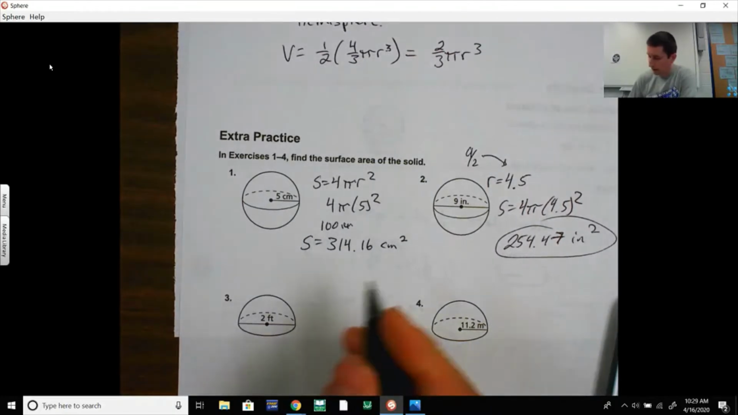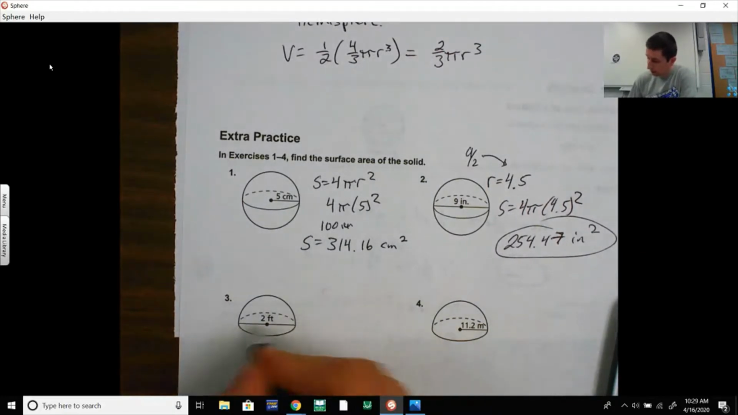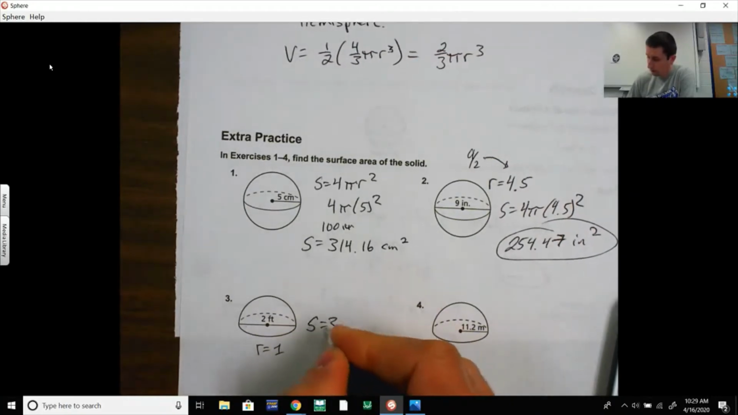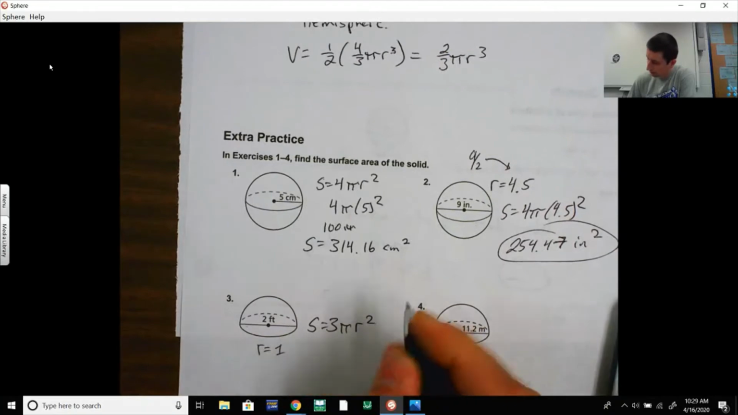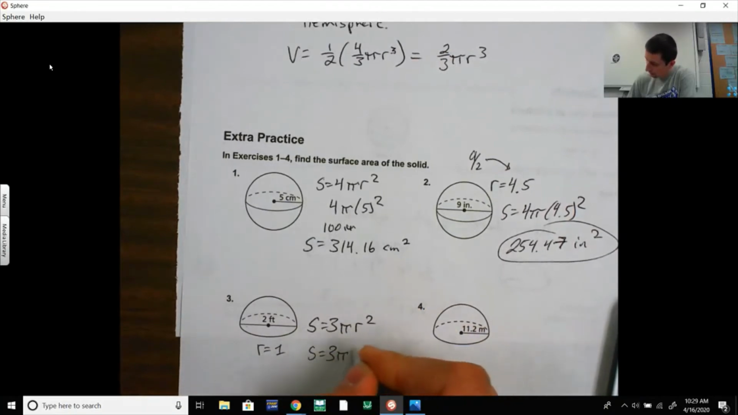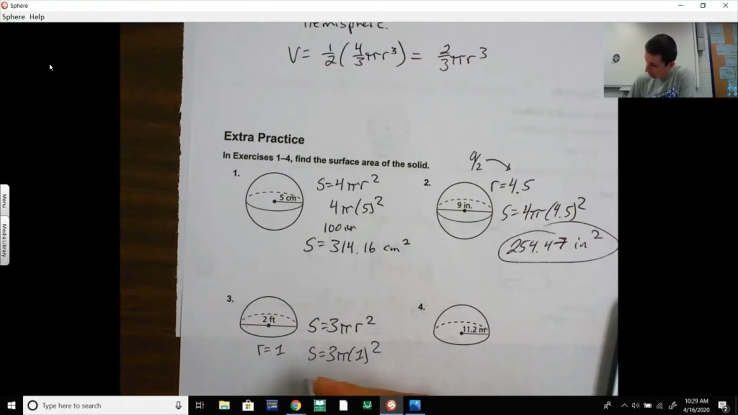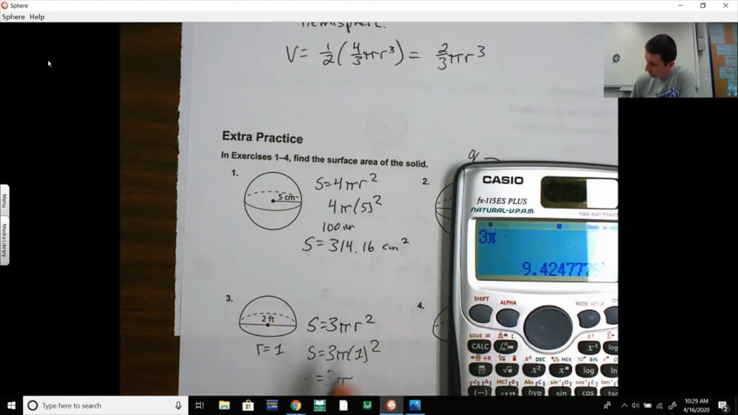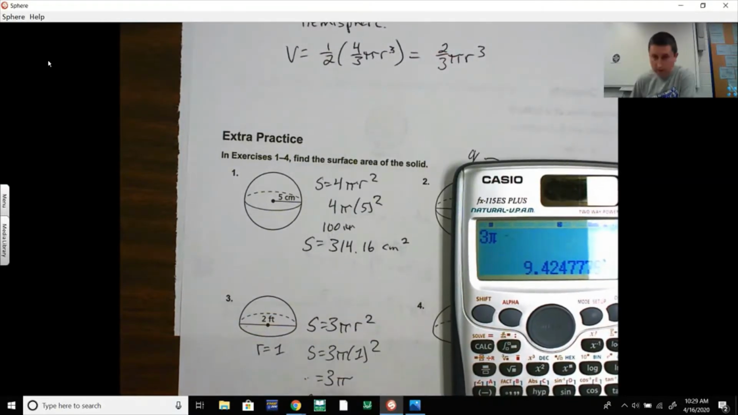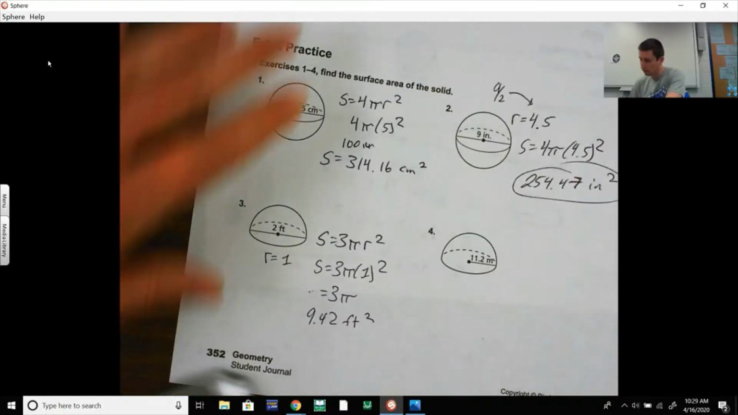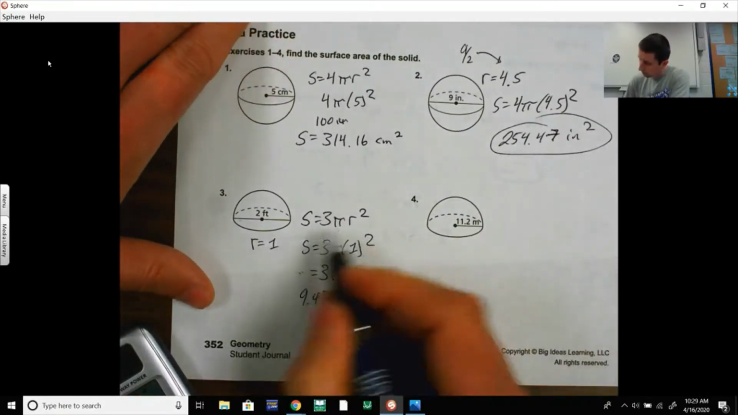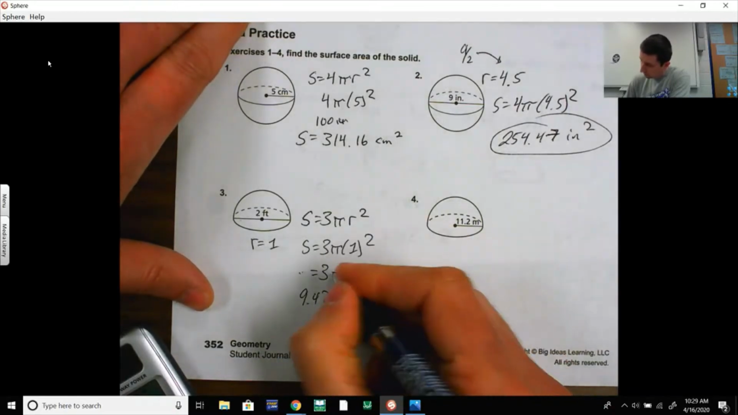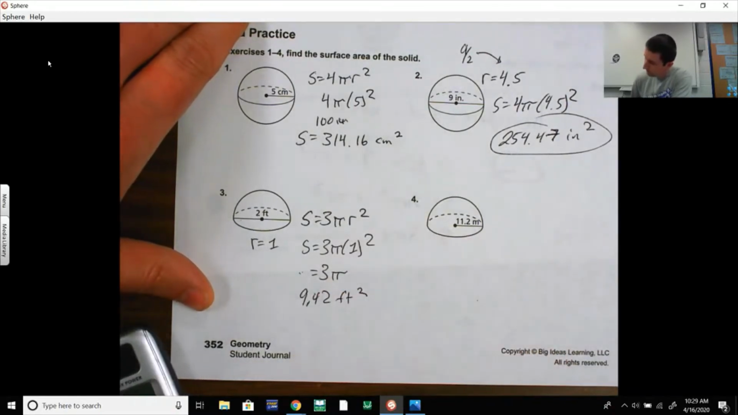Surface area for a hemisphere. The diameter is 2 feet. That means our radius is 1. So surface area for a hemisphere is 3 pi r squared. So that would be 3 pi times 1 squared, which would be 3 pi, which is 9.42. Again, that would be in square feet. So 3 pi r squared, our r is 1, so 3 pi, 9.42 square feet.